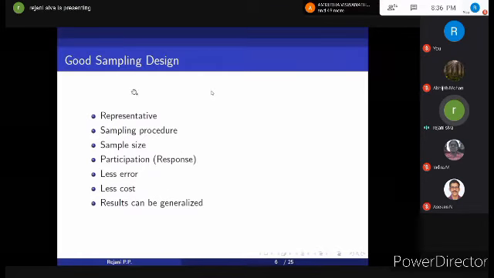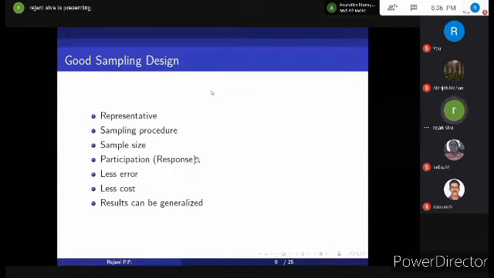What are the properties of good sampling design? It will always be representative of the population, and the appropriate sampling procedure will be chosen, and the sample size will be adequate, and there will be enough response rate. The participation rate will be high, and so the error will be very less, and it will be less costly, and the results obtained can be generalized to the total population. So all these items should be kept in mind while designing a sampling.